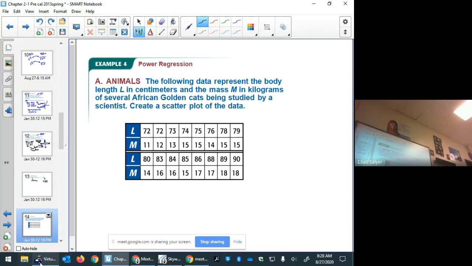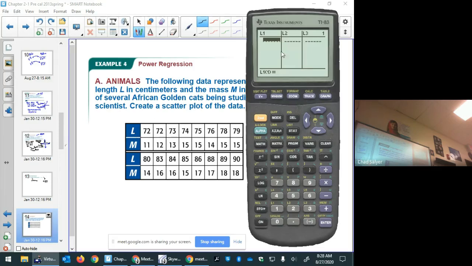All right, so let's put this in our calculator. First of all, the lengths are going to go into L1. 72, 72, 73, 74, 75, 76, 78, 79, 80, 83, 84, 85, 86, 88, 89, and 90. Now we'll go over to L2 and put in the masses. 11, 12, 13, 15, 15, 14, 15, 15, 14, 16, 16, 15, 17, 17, 18, 18. And notice that the same number of values exists in both lists.